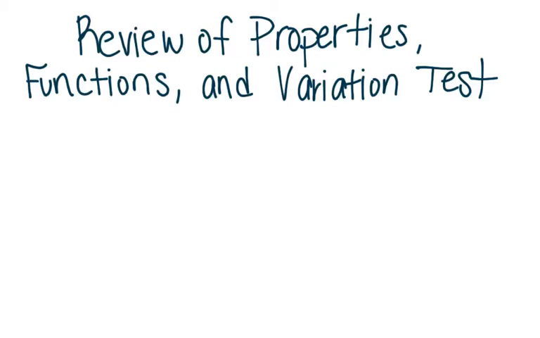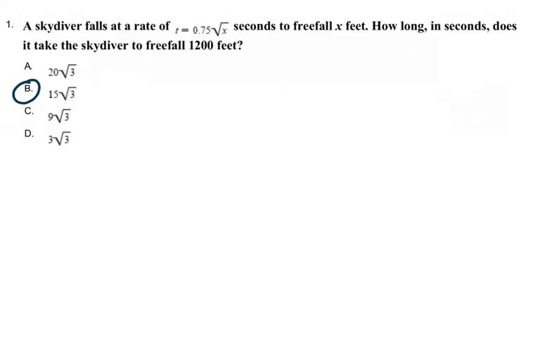Okay, I'm going to review the test that we just took, the properties, functions, variation test, and then you can correct whichever ones you missed and get half credit back.